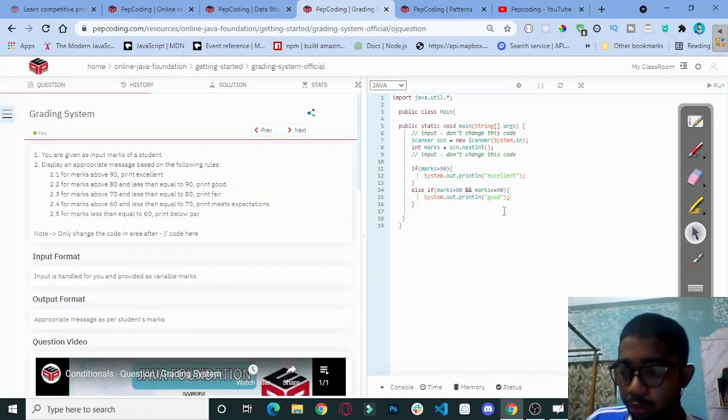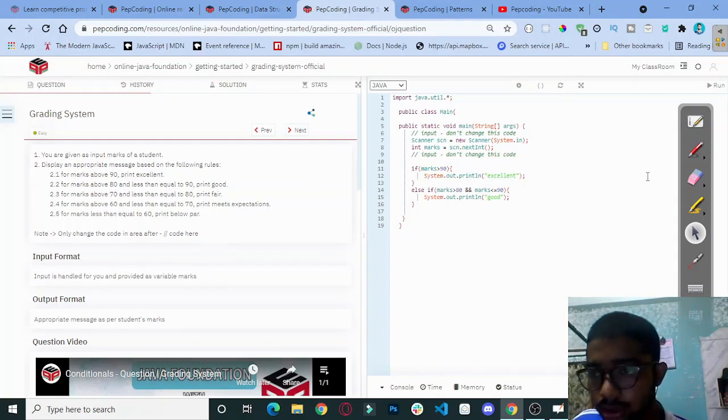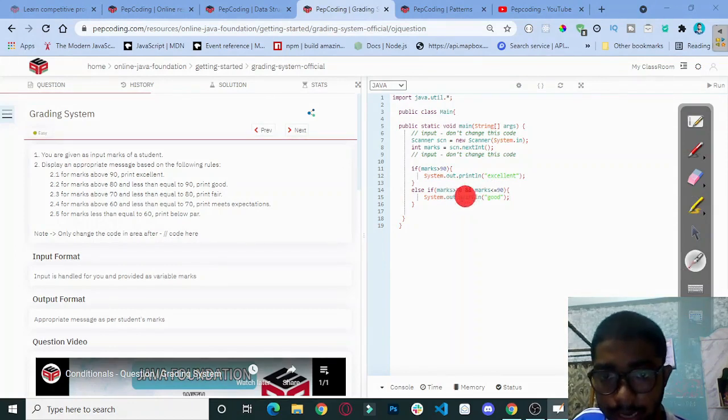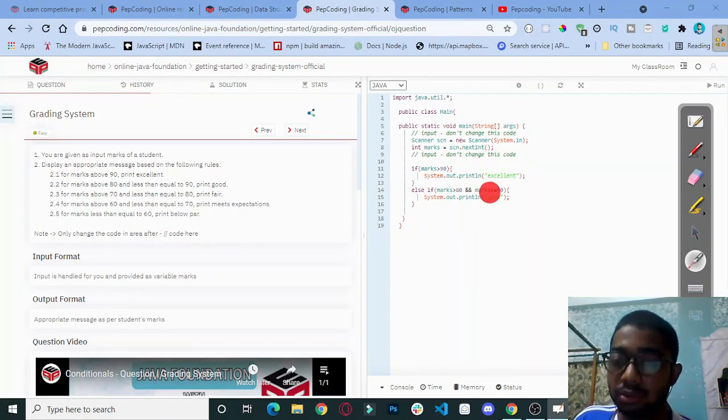Before moving forward to the next line, let me tell you one thing: what does the and operator do? And means every condition must be true. That means the first condition, marks is greater than 80, and the last condition, marks is less than or equal to 90, both must be true. If any one of these is false, it will return false. So the and operator means every condition needs to be true.